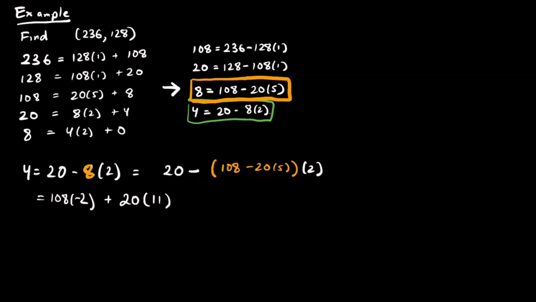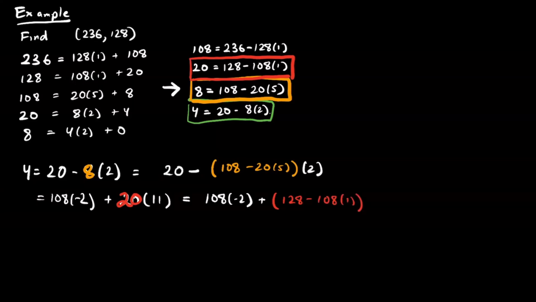What's my next step? My next step is going to be, can I replace this 20? Well, I have an equation for doing that, so let's replace the 20. And the thing to remember here is that I'd like to preserve the 128s and the 108s when I do this. So let's rewrite this. So this is going to be 108 times negative 2, this one stays, plus the 20 is going to get replaced by the following. It's going to get replaced by 128 minus 108 times 1. And then we still have this times 11 hanging out on the outside over here. Okay, so let's see what we have now.